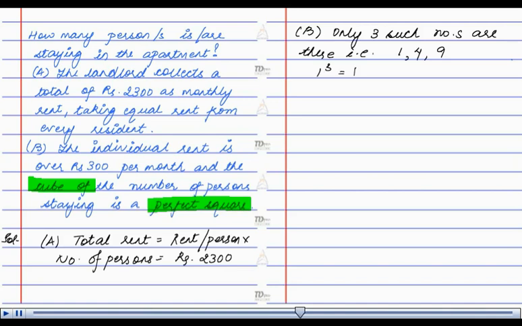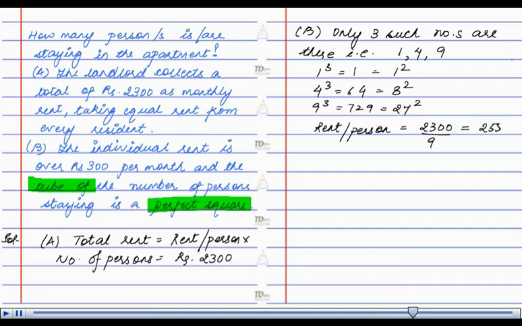1 cube is 1, which is 1 square. 4 cube is 64, which is 8 square. And 9 cube is 729, which is 27 square. But 9 cannot be the answer, because if we have 9 people, then rent per person will be 2300 by 9, that is 255, which is less than 300, whereas the question says the individual rent is greater than 300 rupees. Therefore, either the answer will be 1 or 4.